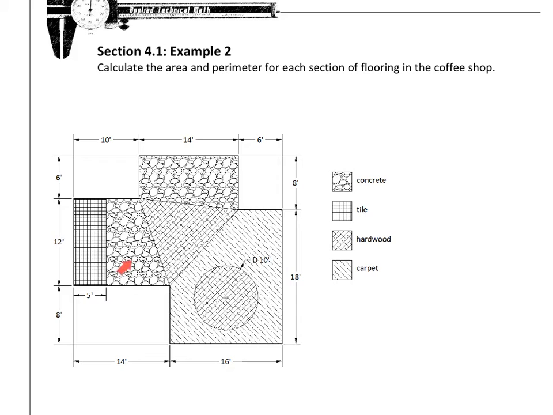And notice that there are different types of textures here. These are called hatchings. That's the term for it. So these different hatchings, the coloring and the drawings, tell us what kind of material it is. So we've got concrete, tile, hardwood, and carpet. All right, so we want to find the area and the perimeter of each section. Okay, so actually, let's start out with the total area.